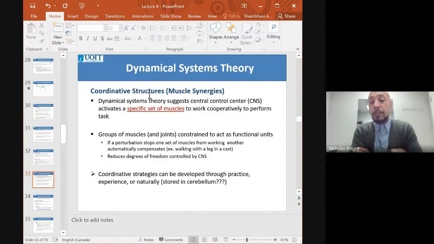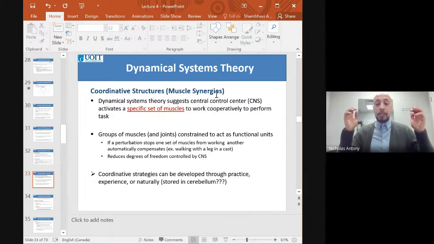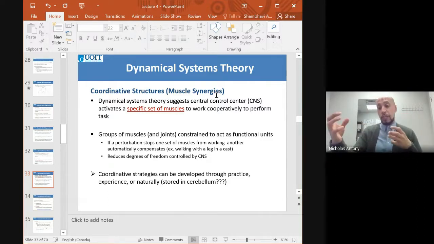So what the dynamical systems theory proposed is this whole idea of muscle synergies: that the brain has some stored information, and the muscles that are available are added and will all work together through a muscle synergy. If one's not available, others will take over. That whole process is called muscle synergy. So we'll be able to utilize whatever is available in our body to complete that motor skill.